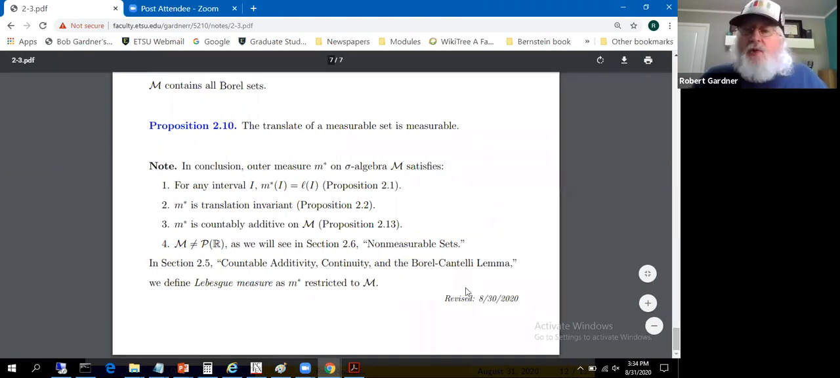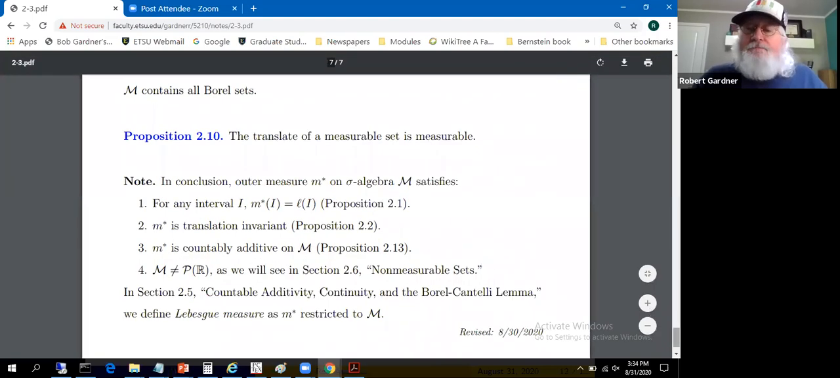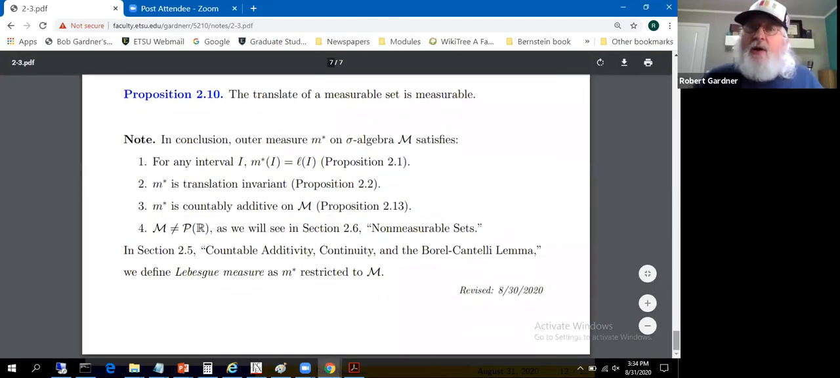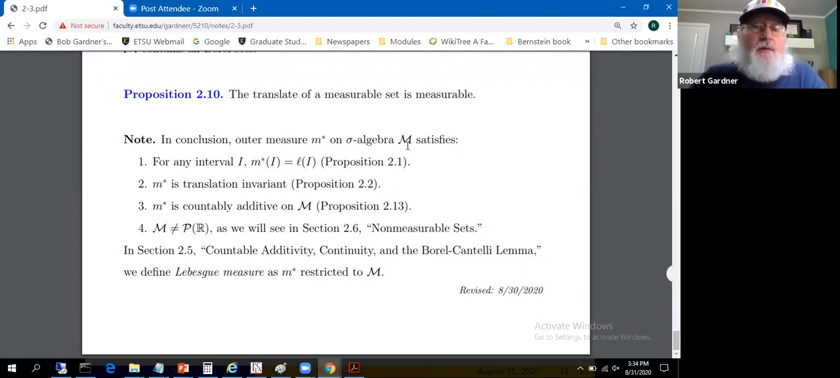So here's everything we have. A quick synopsis with an eye towards the four properties on our wish list of properties for a measure. So considering outer measure on a sigma algebra of measurable sets, calligraphy M, we have for any interval, the outer measure is its length, and intervals are in that sigma algebra. M star is translation invariant, and anything that's in this sigma algebra, a translation of it is also in this sigma algebra. That's what we just showed.